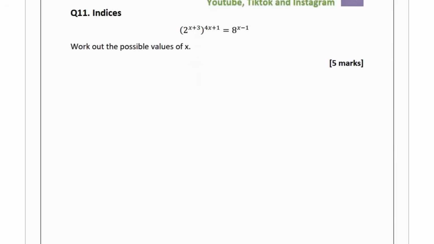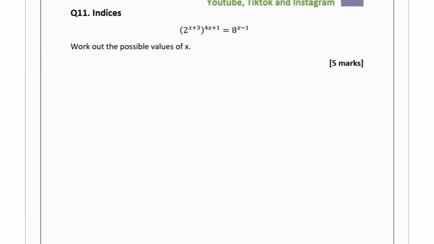Then I added another type of indices question which can come in the exam. You would have noticed that in this paper too, for some questions, I added two types for each where needed, because it's best to have maximum practice rather than just counting on one type of question. So over here, work out the possible values of x. We have 2 to the power of x plus 3, whole power 4x plus 1, equals 8 to the power of x minus 1.